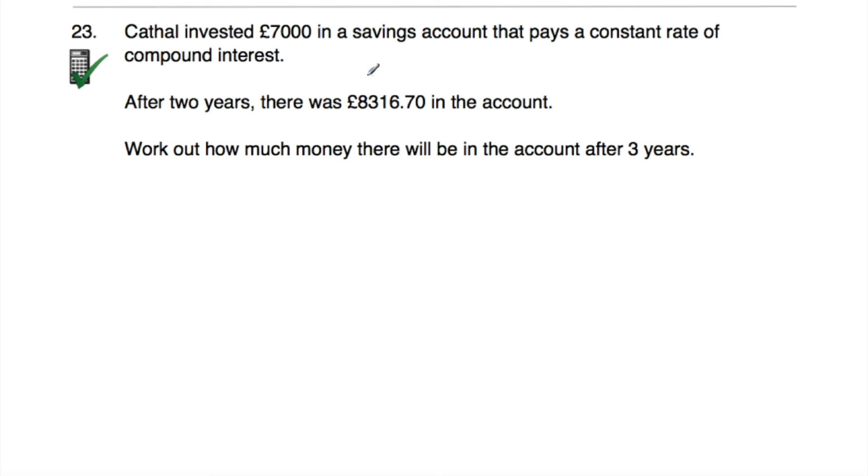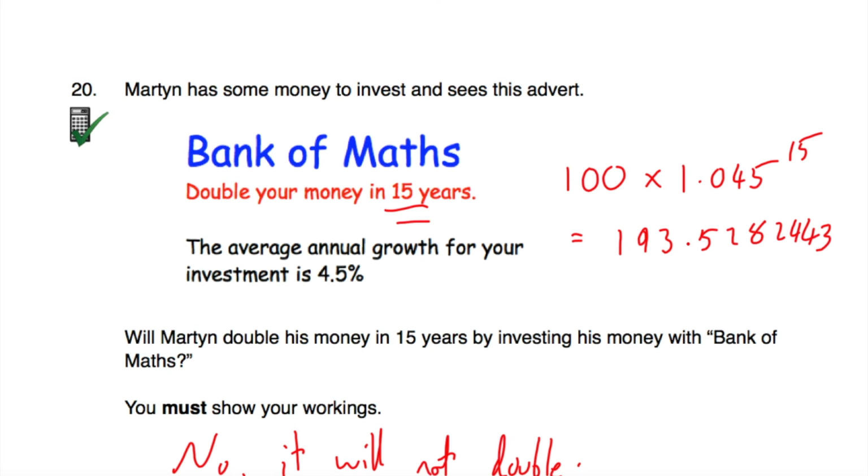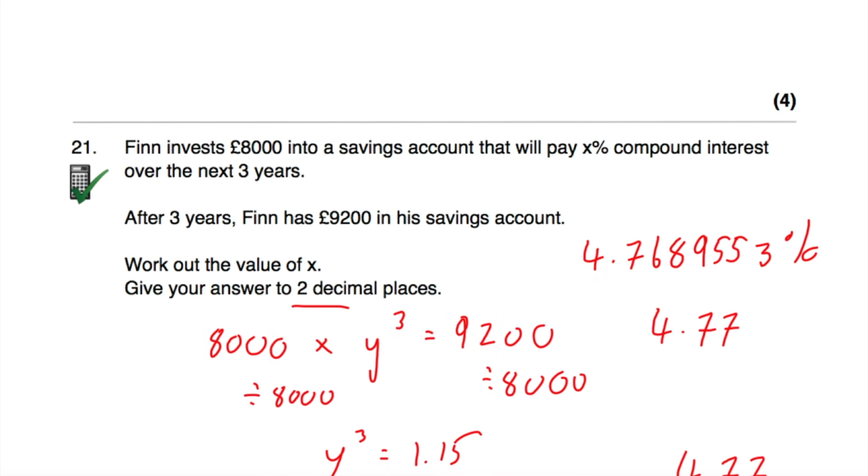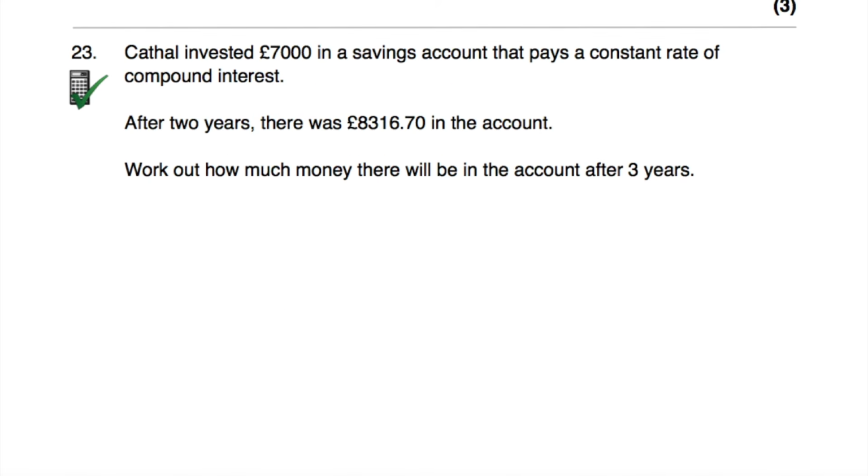So we know how much money is in the account after 2 years. We want to work out how much money will be in the account after 3 years. So this question is a bit like question number 21, with Finn. The only thing is that this time, rather than just trying to work out the percentage, we actually then need to work out how much money is going to be in the account after 3 years.